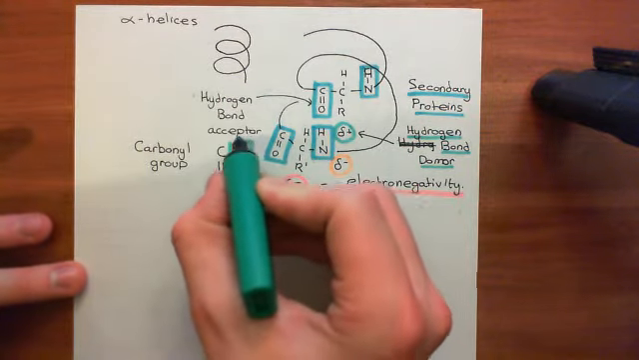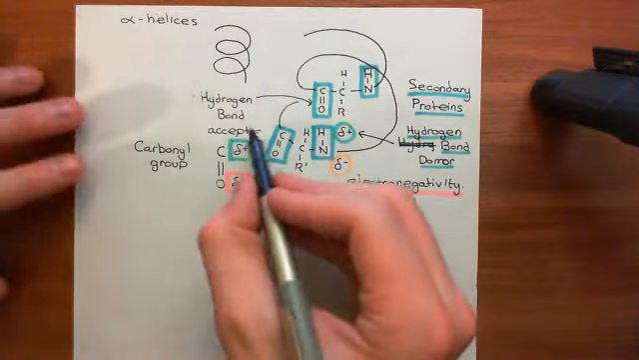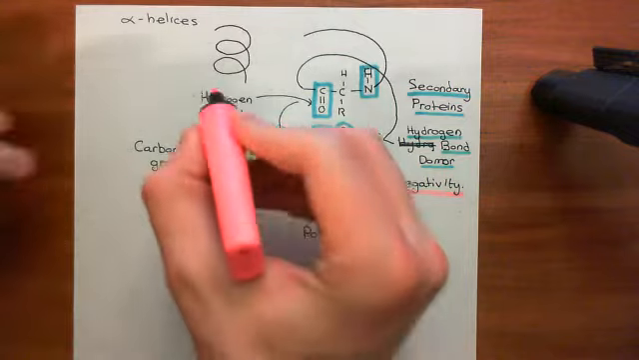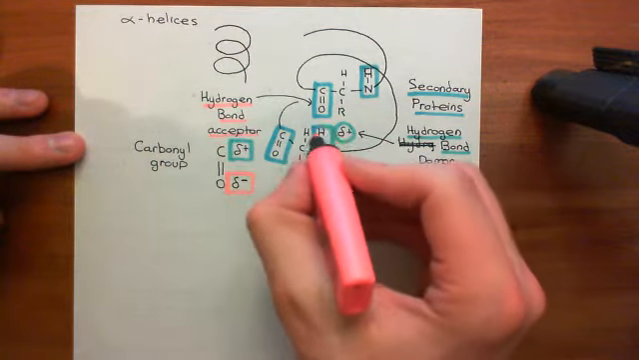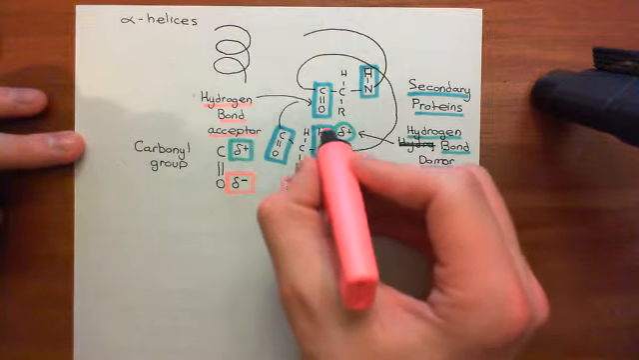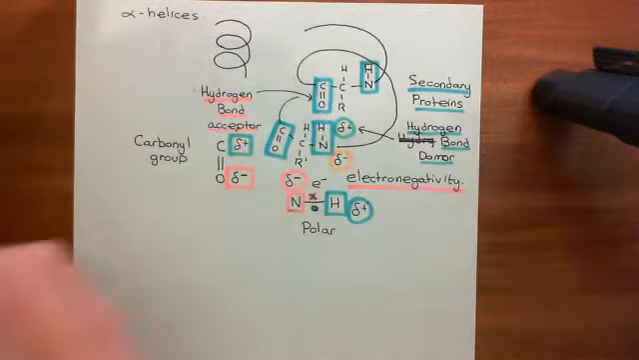Right, so that's one of the requirements you need in order to be a hydrogen bond acceptor. You need to have a partial negative charge. This is one of the things that's going to allow you to interact nicely with the hydrogen bond donor, which is this partially positively charged hydrogen.